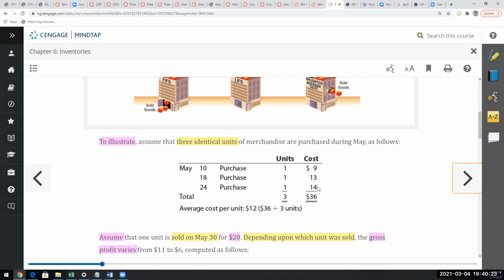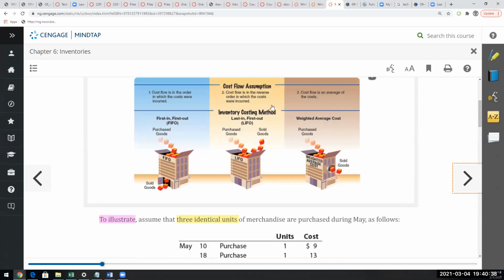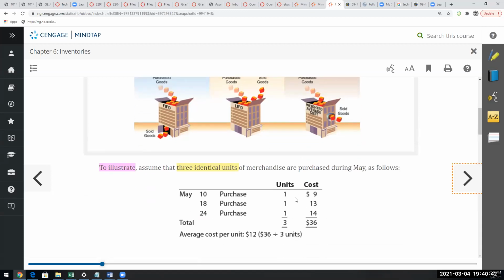So now my gross profit could be either $6, $7, or $11. And here's the scary part. All three are accurate. The CPA makes the decision which one to use based on which assumption they are using. So the value of my inventory could change.